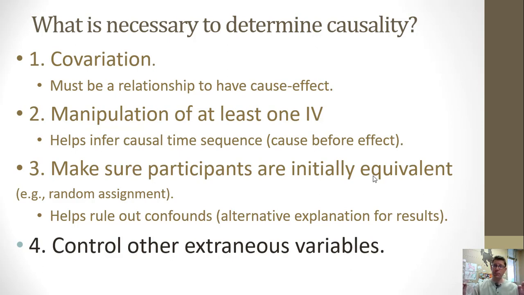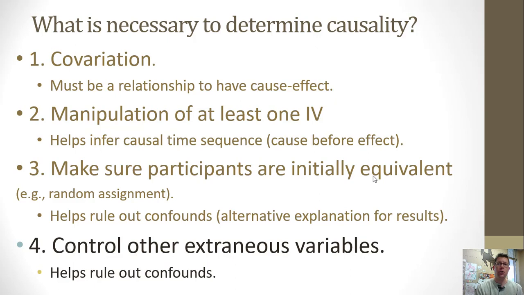So I want to make sure the temperature in my two rooms that people are watching the video clips in is identical, and I'd want to make sure the setup of the two rooms is the same. That would be controlling other extraneous variables. Once again, we do this to rule out those alternative explanations for our results, confounds.